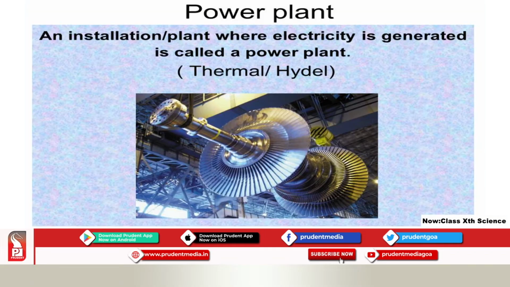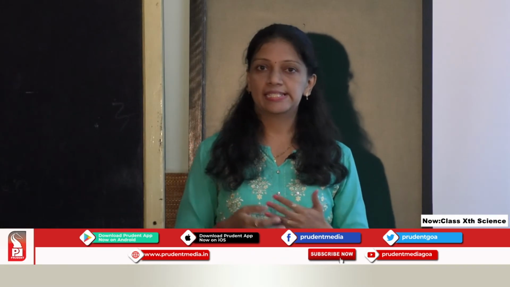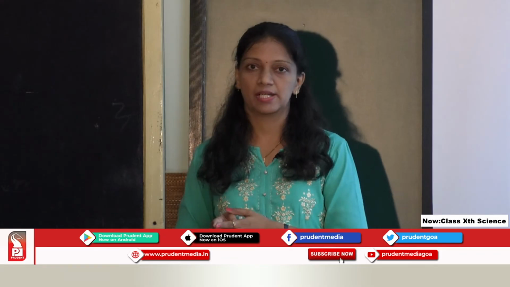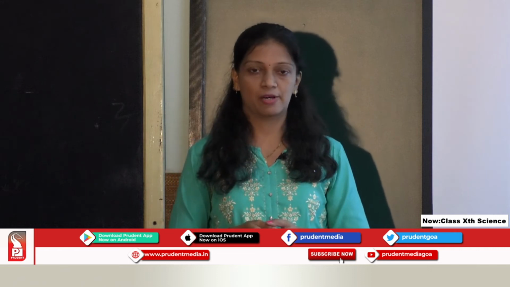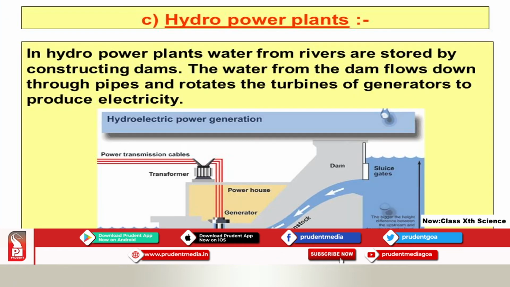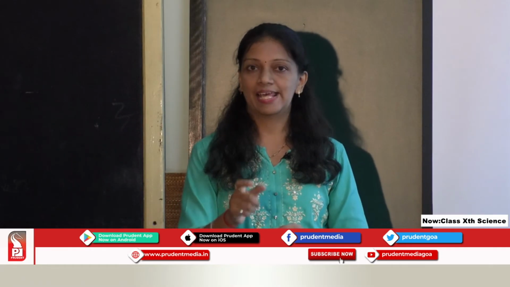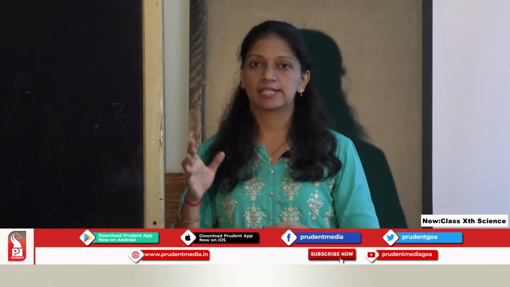Before going to the actual concept, let me tell you what a power plant is. An installation or plant where electricity is generated is called a power plant. This is the simple meaning of a power plant. Any installation or setup wherein there is generation of electric power is known as a power plant. For our syllabus, we have to discuss two types of power plants, that is thermal power plant and hydel power plant. In both these types of power plants, the basic concept is the generation of electric power.